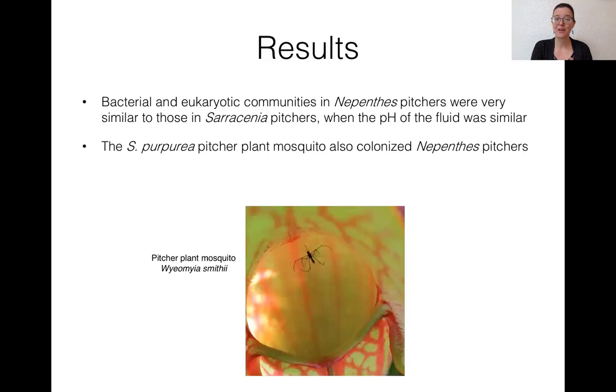In particular, we noticed that the pitcher plant mosquito, Wyeomyia smithii, which is normally only found in Sarracenia purpurea pitchers, was colonizing our Nepenthes pitchers in this experiment, and they were able to complete their life cycle. So the Nepenthes pitchers were acting as effective alternate hosts for these communities, which just shows the extent of the convergent evolution of these plants and how that can shape associated communities.